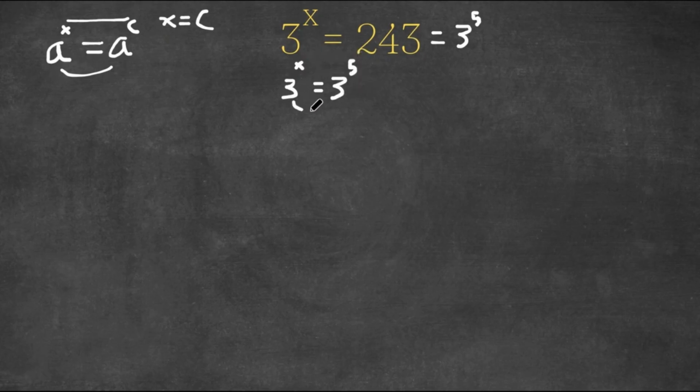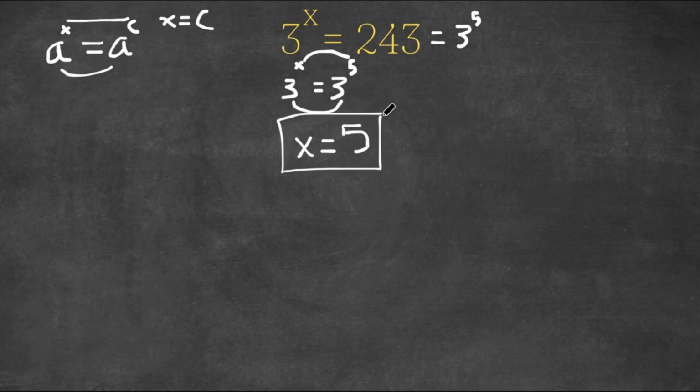Now, our bases are the same, so we know that our exponents here, x and 5, these two are the same as well. So now we could simply make these two equal each other. So x equals 5. And this is our answer. So it's as simple as that.